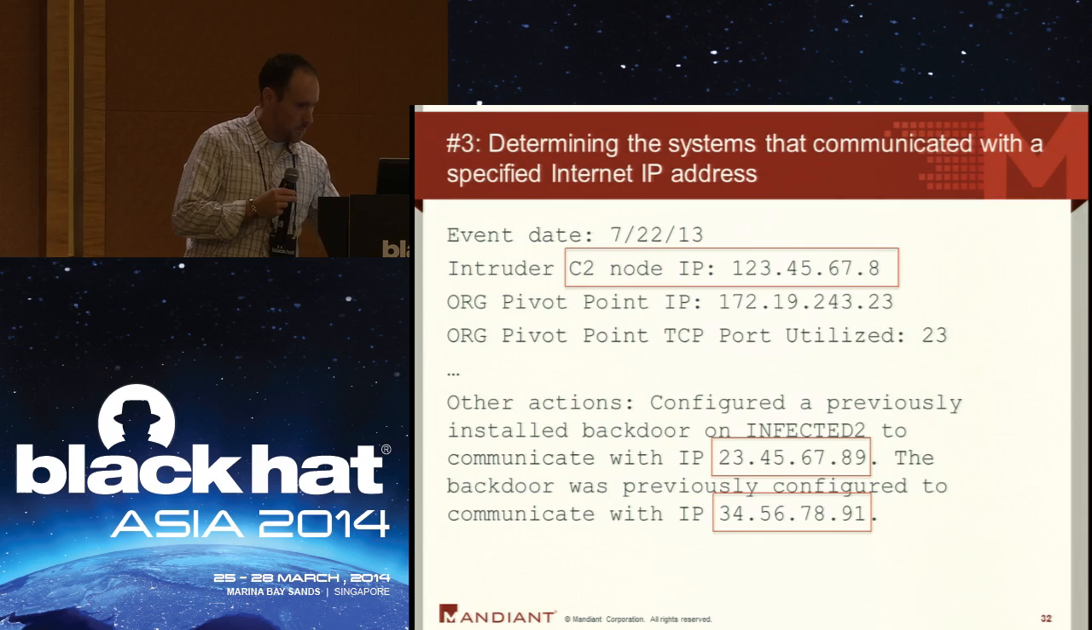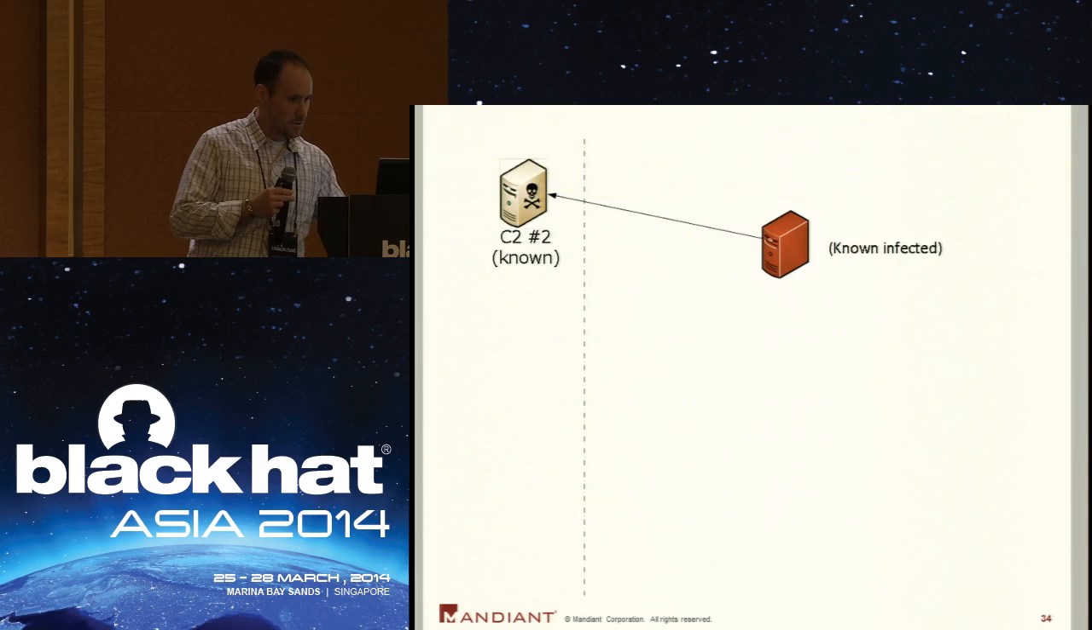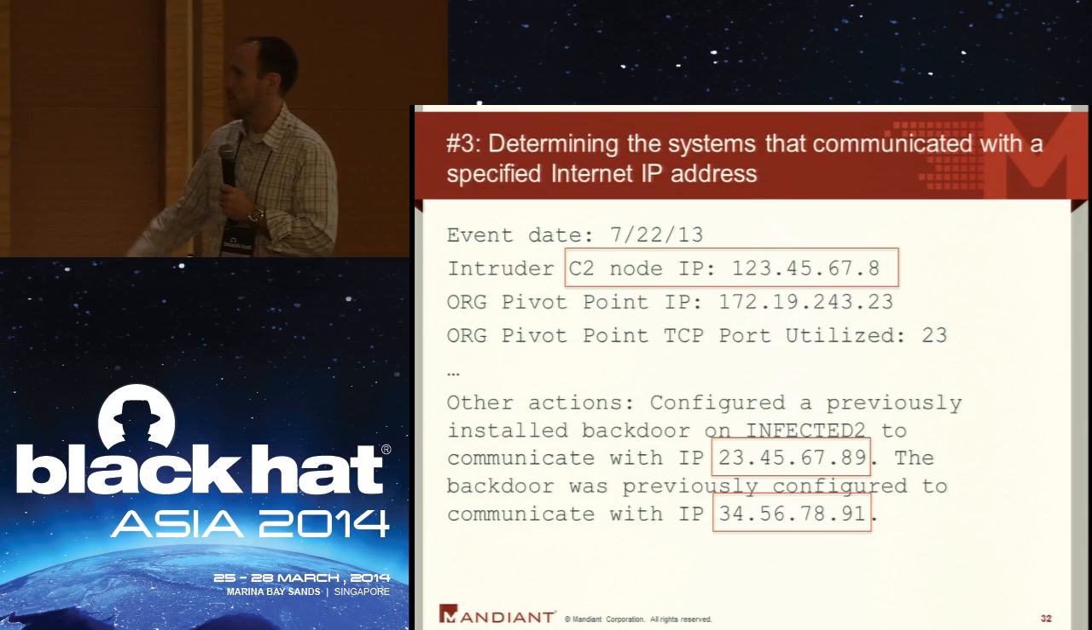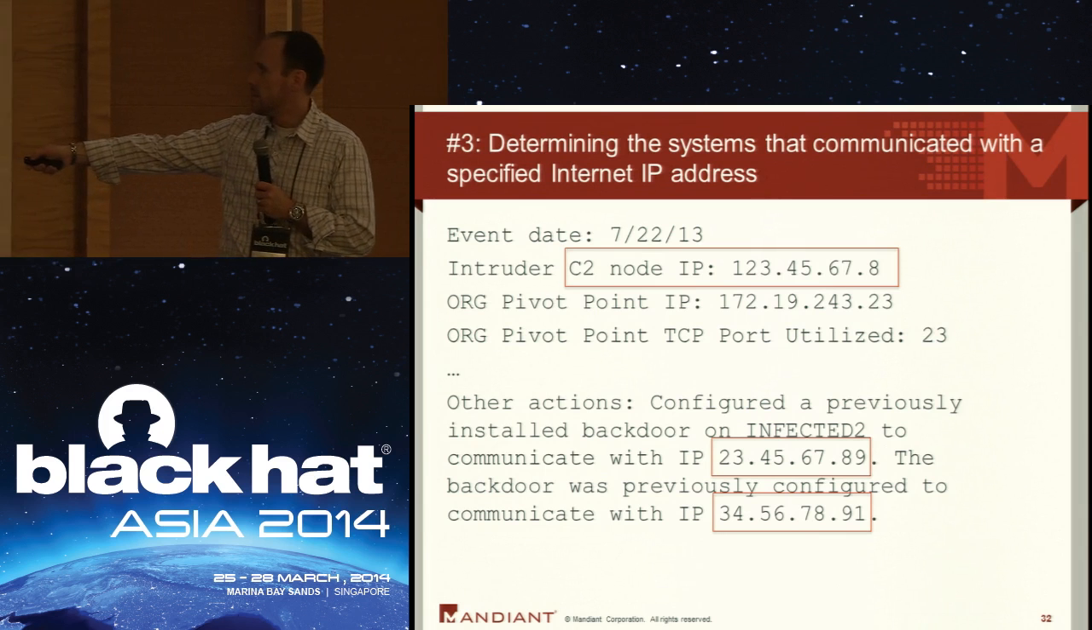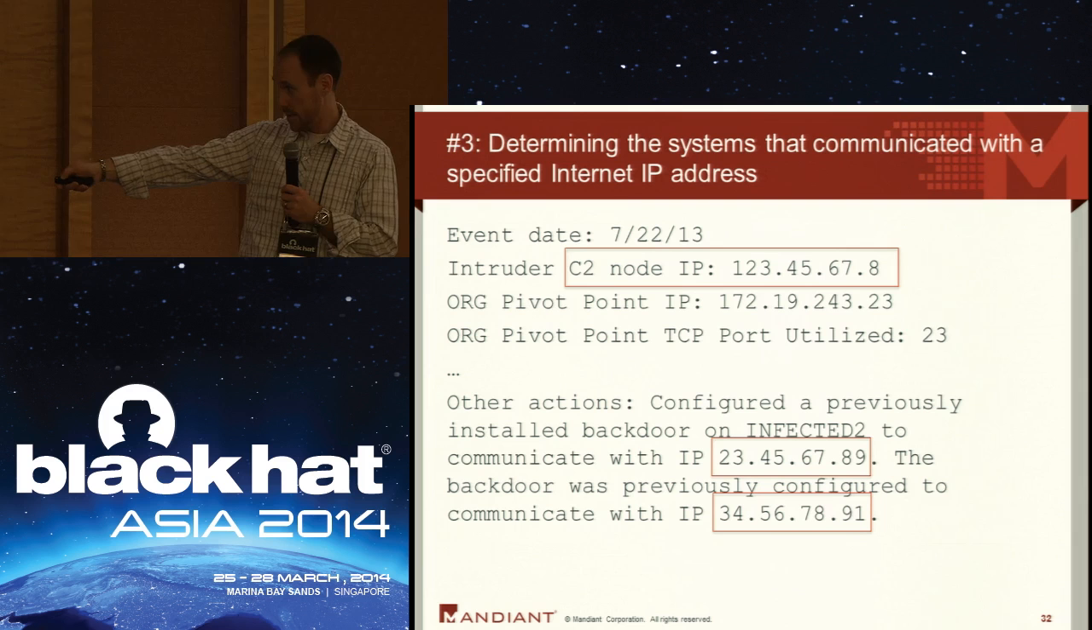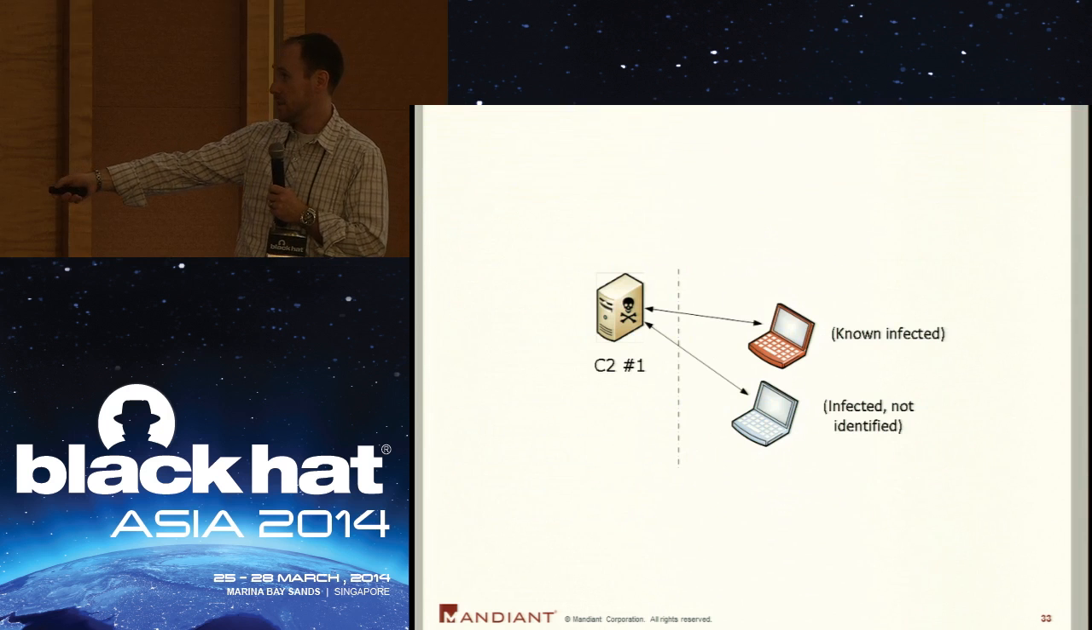So next, determining the systems that communicated to a specific IP address. Whoops. So 3 pieces of information on here that are important are attacker C2 node was 1234567.8, and then blah, blah, blah. On this day, the attacker reconfigured this other backdoor. So this backdoor was originally communicating with this address, and then he configured it to communicate with this new address. So 3 pieces of information.